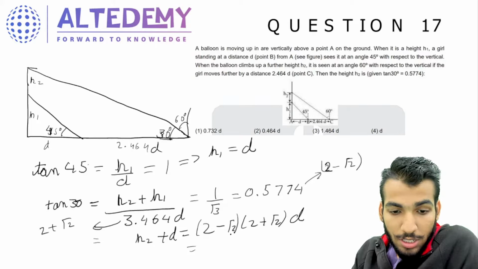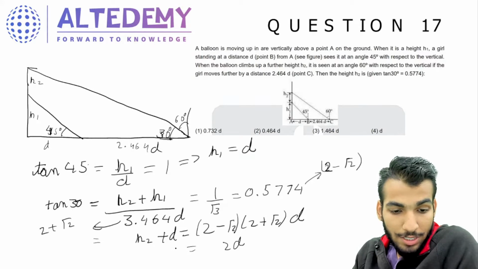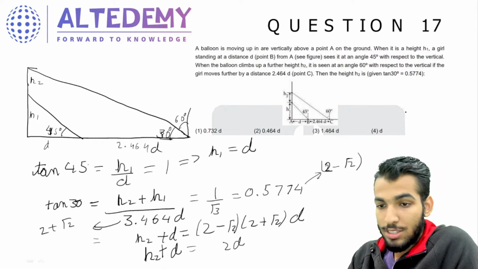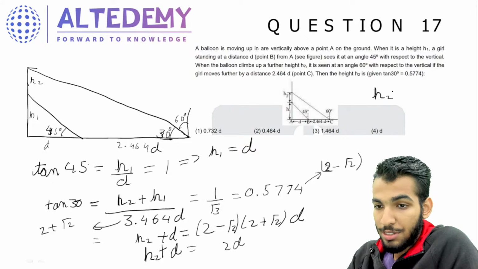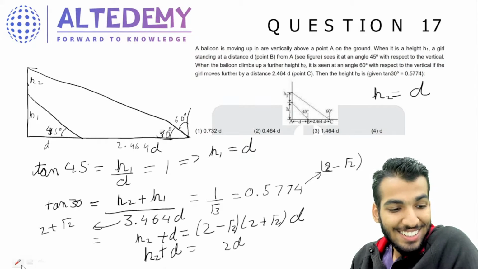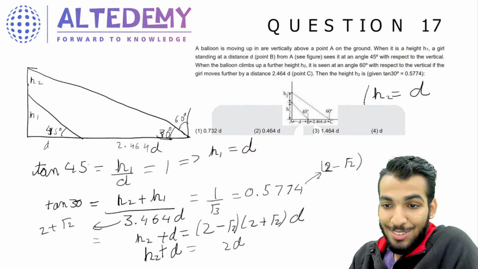So this will be equal to 4 minus 2. That is equal to 2D. And this will be equal to D, H2 plus D. So H2 plus B will be equal to, let me write it over here because we have space here. H2 will be equal to D. Really amazing. The result is really great. And this will be our answer.